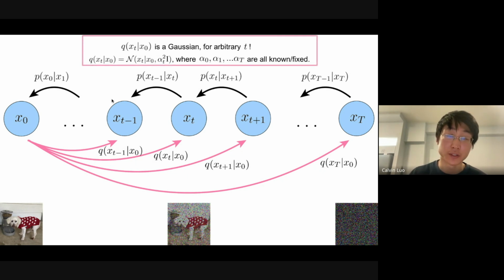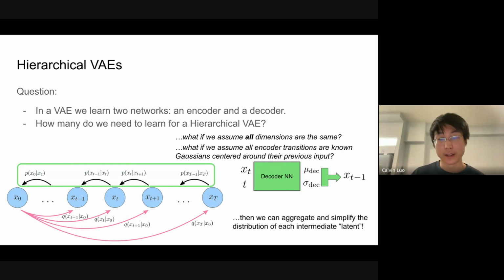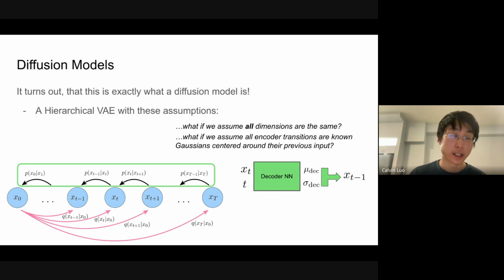Right, so the distribution of each of these intermediate hierarchies is q of xt given x0. It's always a Gaussian for any arbitrary t, and it takes the form of mean x0 and alpha t squared I covariance, where all of these alphas are known or fixed. So we come back to making all these assumptions, and we can do a lot of simplifications. And this last simplification, of all the encoder transitions, allows us to aggregate and simplify the distribution of each intermediate latent, right? And it turns out that loosely, this is exactly what a diffusion model is.